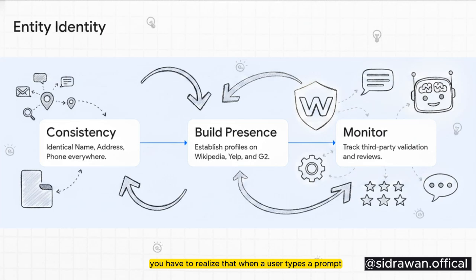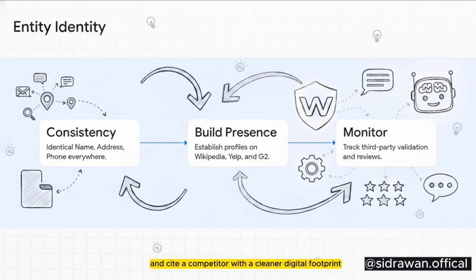Well, you have to realize that when a user types a prompt, the AI essentially runs a mini trust audit on you. So first things first, you must fix your cross-platform consistency. Your name, address, and phone number need to be perfectly identical on your site, on Google, on Yelp, literally everywhere. Second, build a solid presence on trusted platforms like LinkedIn, G2, or Wikipedia. And third, monitor your reviews. AI checks independent third-party sources to corroborate your expertise. If your data is messy or inconsistent, the AI is just going to skip you and cite a competitor with a cleaner digital footprint.